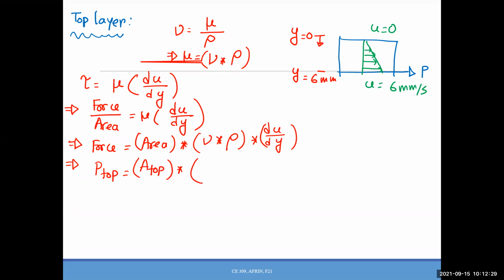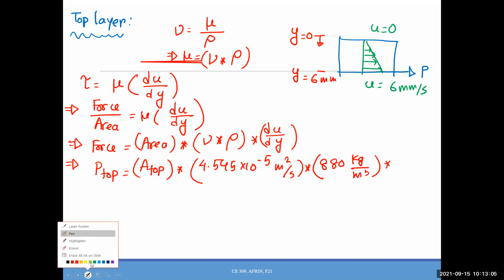What is the velocity? What is the value for nu? Can you tell me, fourth one? What is the value for nu? 5, 10 to the power 5, right? Meter square per second. What is the value for density? 880 kg per meter cube. Now, du, I need to go to this picture.